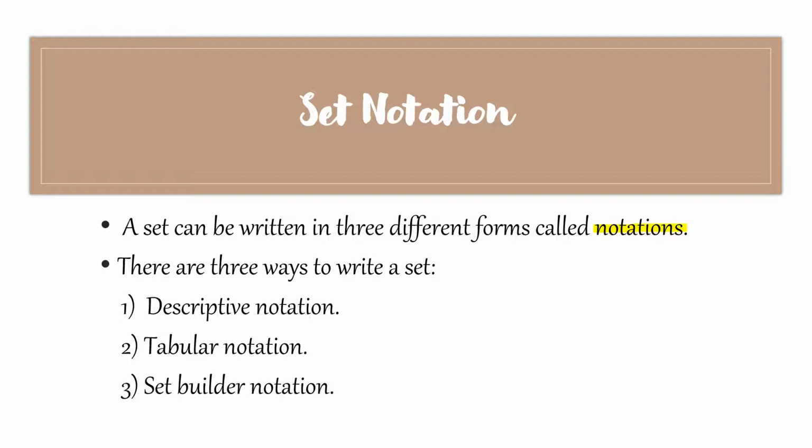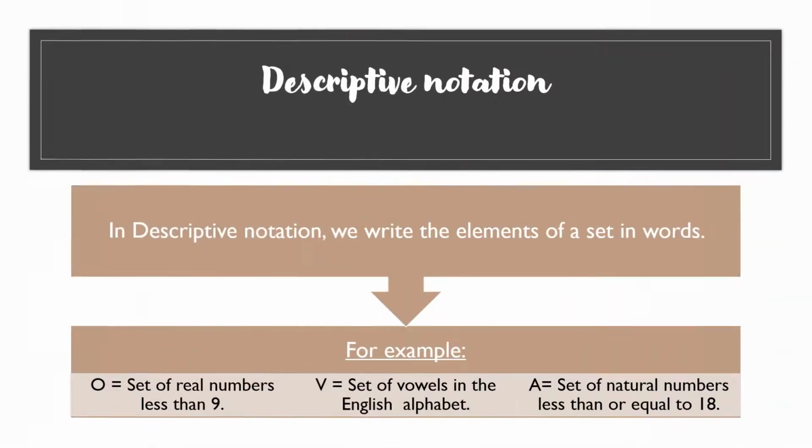First, let's do descriptive notation. In descriptive notation we write the elements of a set in words. So it's very simple. We just have to write the set in words. These are 3 examples written here. First one is the set of real numbers less than 9. In descriptive notation, we don't write all the elements of a set. We don't list them.